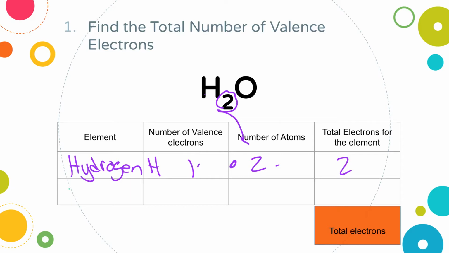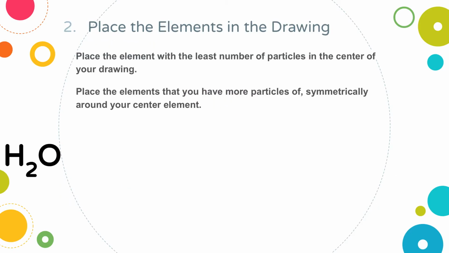And then the next one is oxygen, and its symbol is O. The number of valence electrons that oxygen has is 6, and there's only 1 atom of oxygen here, so the total number of electrons is 6. Then the total electrons that we have to figure out where they go is 8, because 2 plus 6 is 8.